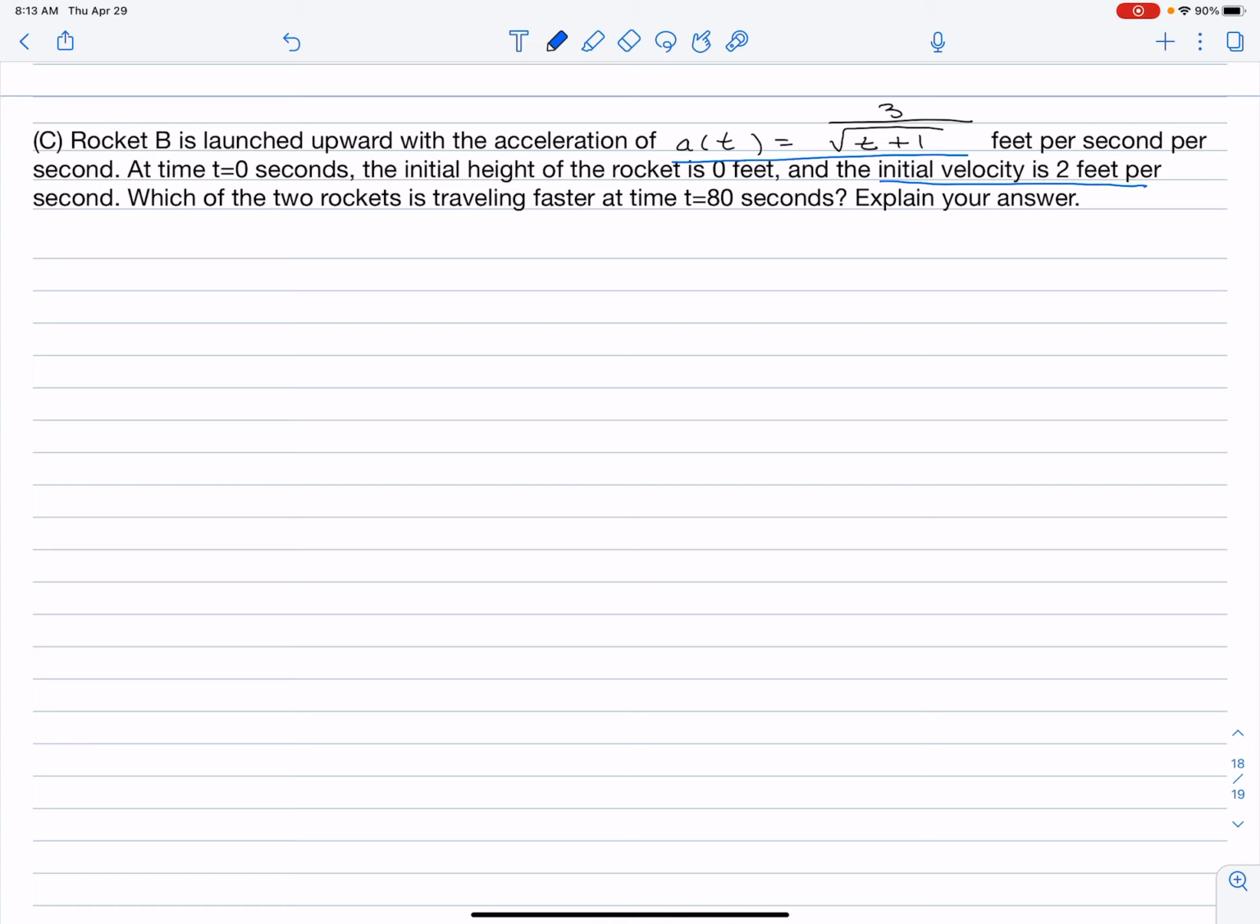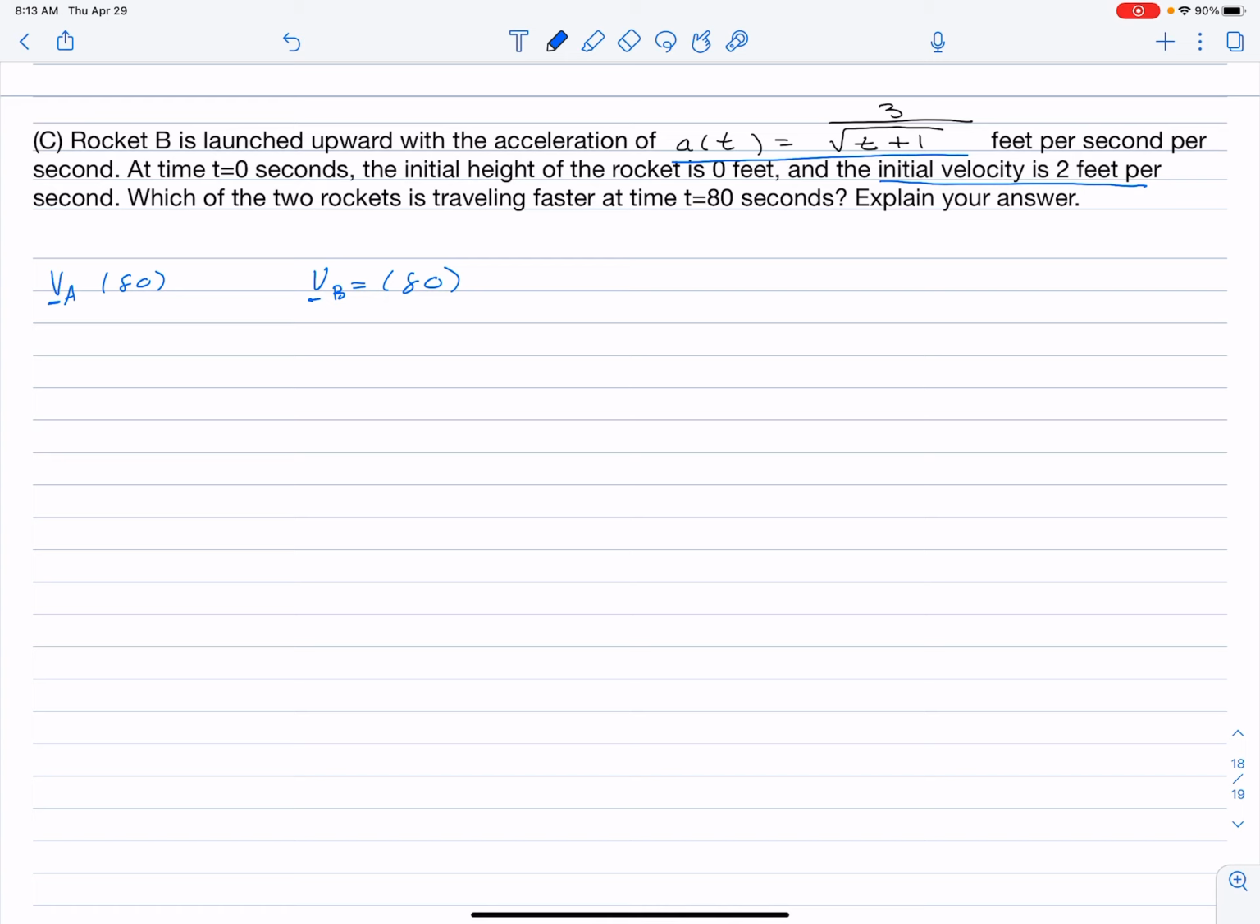So here's what their question is. We have rocket A at time 80, and we have rocket B at time 80, and we're looking at the velocity of each of these, and we're saying which one is a bigger number. Which one was going faster? Let me just make sure that's what it says. Yes, which is traveling faster.